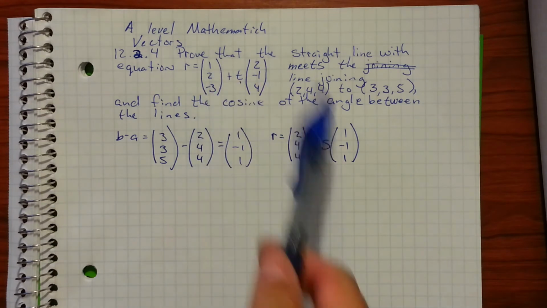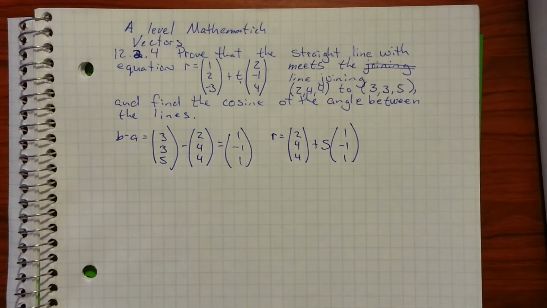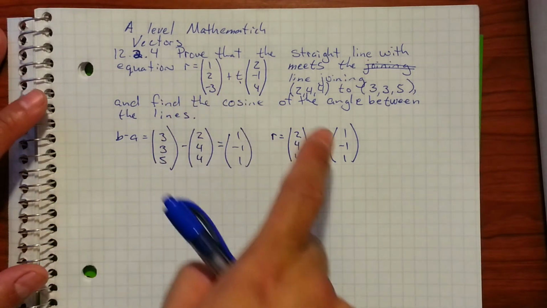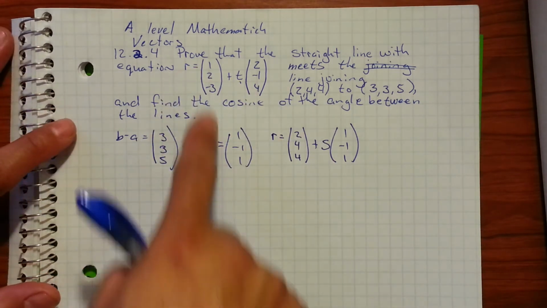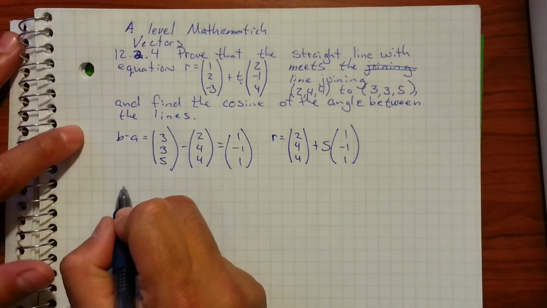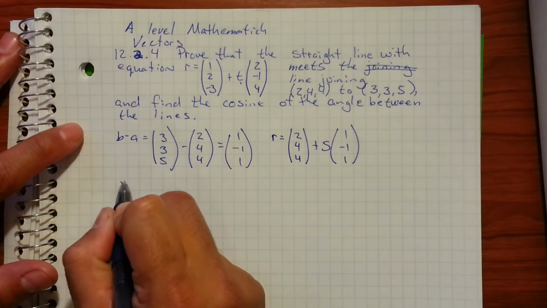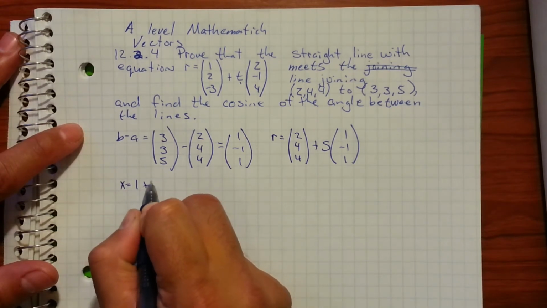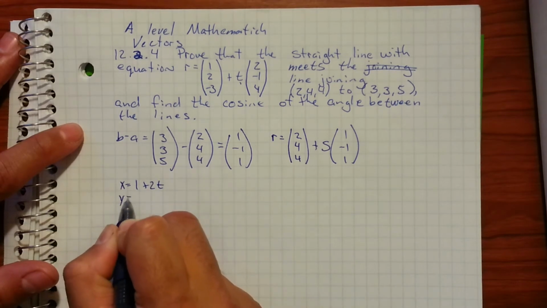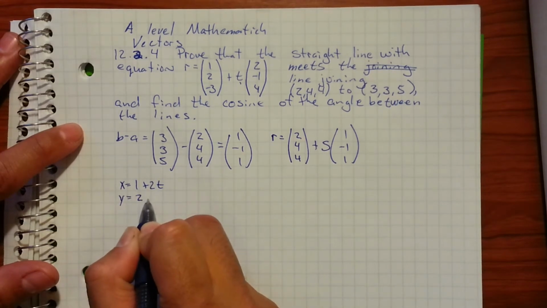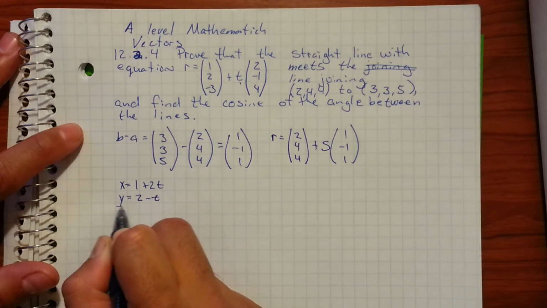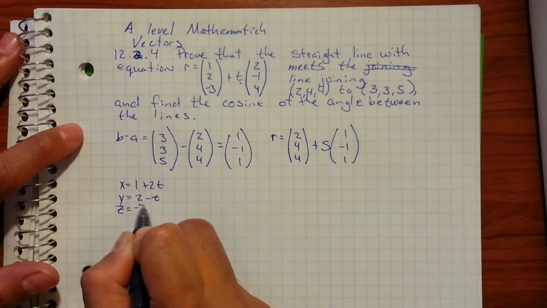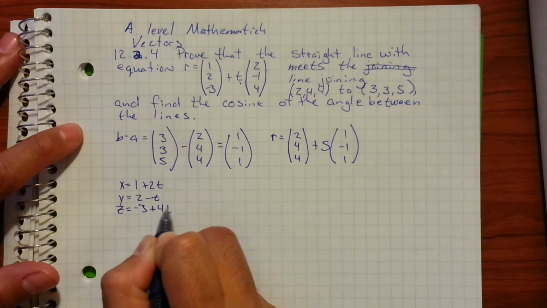So now I have this equation and this equation, and I want to see where they meet. We're going to find the intersection of this line and this line, so I'm going to set them equal to each other. First I'm going to rewrite the whole thing. X equals 1 plus 2t. Y equals 2 minus t. Z is equal to negative 3 plus 4t.